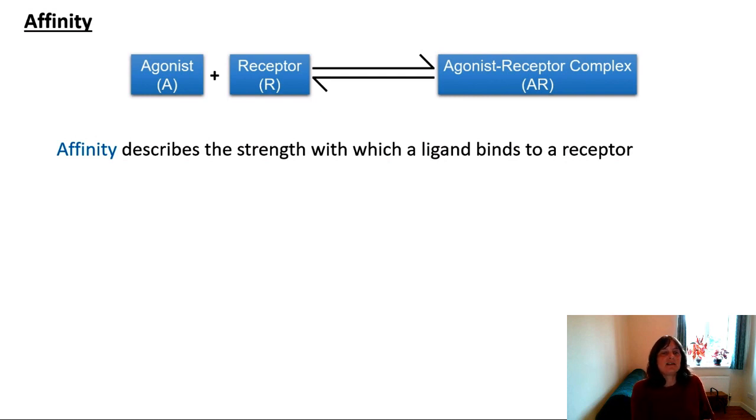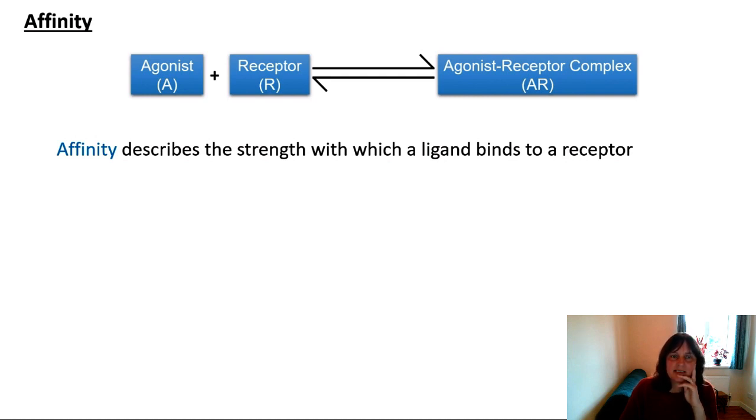So affinity describes the strength with which a ligand, so your agonist, binds to the receptor. And affinity is the first thing that you're interested in, because if you're developing a drug and you've got all these compounds that you think will bind to the receptor, you really need to know that. Does the drug bind to the receptor? So affinity describes the strength with which the ligand binds to the receptor.